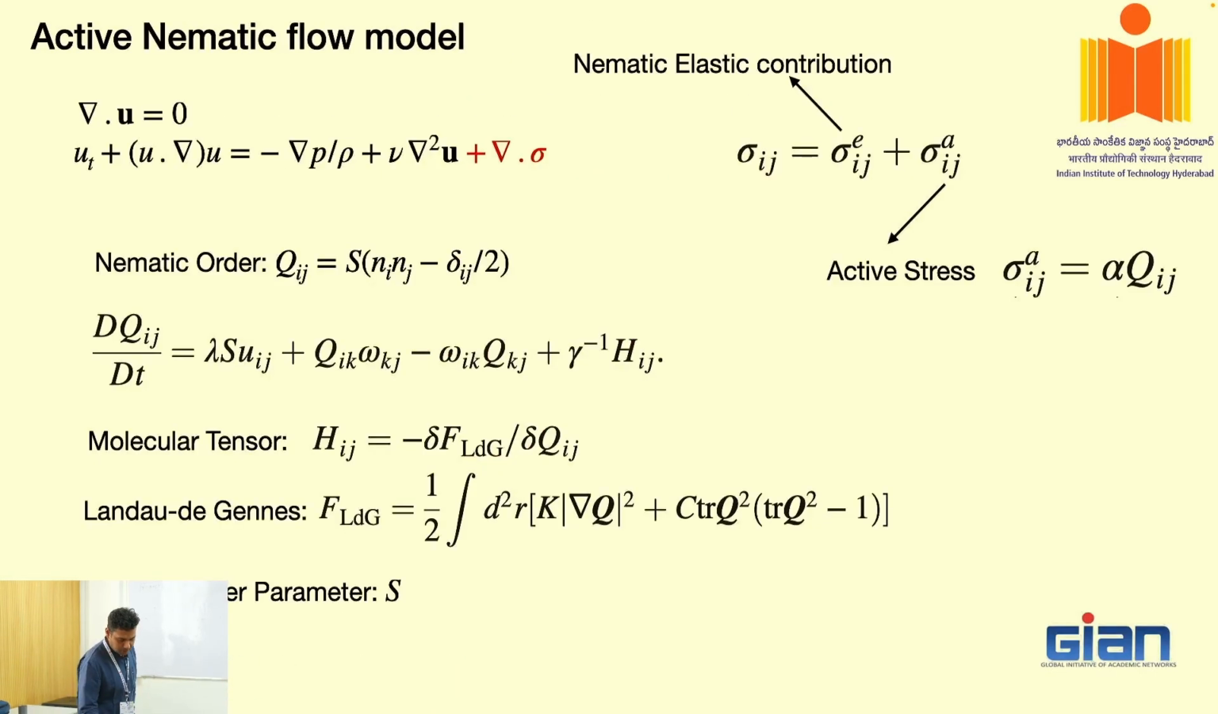Now, what I want to do is, there is another kind of active fluid, which is the active nematic flow model. So what is the difference between nematic and active polar fluid? In a polar fluid, you have a clear differentiation between head and tail. But if you think about nematic flow, there is no differentiation between head and tail.